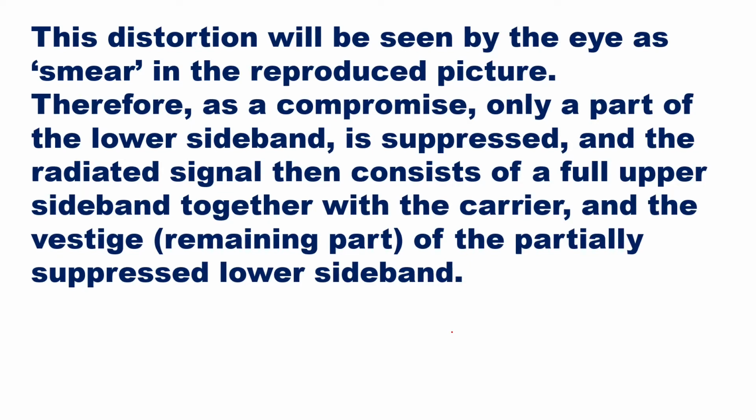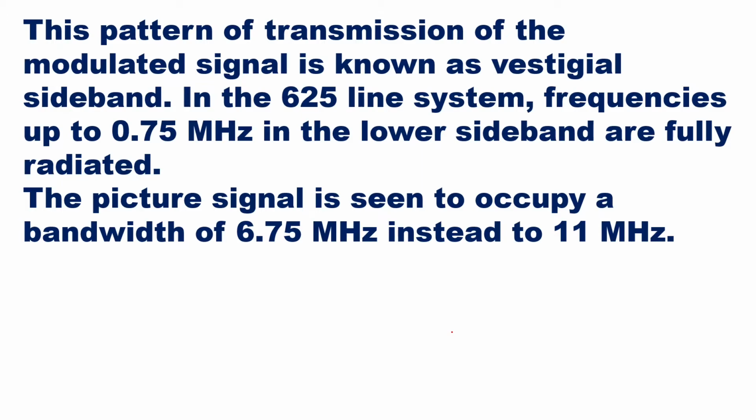Therefore, as a compromise, only a part of the lower sideband is suppressed, and the radiated signal then consists of a full upper sideband together with the carrier and the vestige, that is, the remaining part of the lower sideband. So that is called vestigial sideband. This pattern of transmission of the modulated signal is known as vestigial sideband.